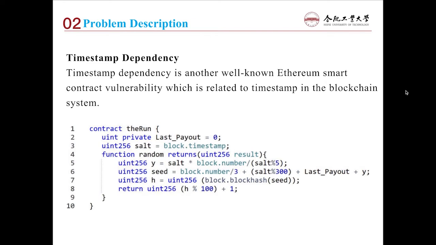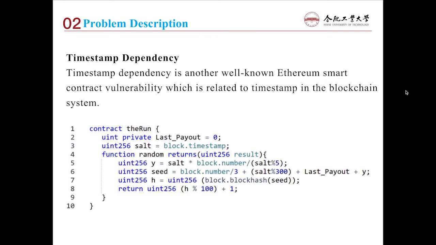The contract in the picture uses a set of rules based on the current block timestamp to choose who will win the bonus. In this contract, the variable h defined in line 7 is the hash value of a certain block in the blockchain, which is used to decide the winner. The selection of a block is determined by the variable seed defined in line 6.